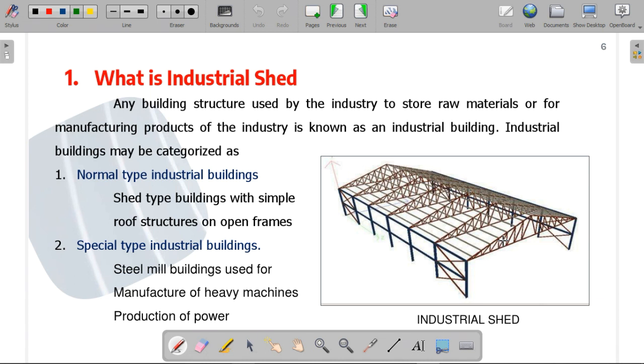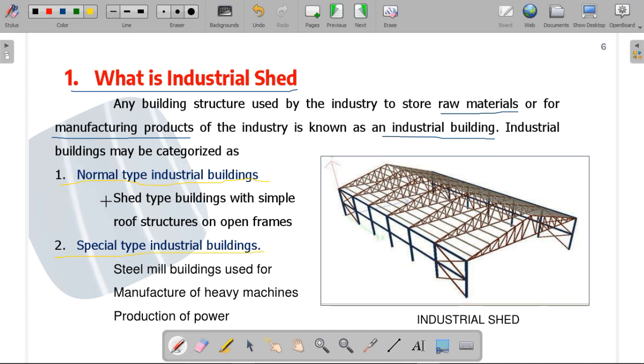Next we'll start with the actual project. First we'll try to understand what an industrial shed is. An industrial shed is any building used in industry to store raw materials, or to manufacture, or to store manufactured products, and it is known as an industrial building. Industrial buildings may be categorized into two parts. The first is the normal industrial building, and the second is the special type industrial building.